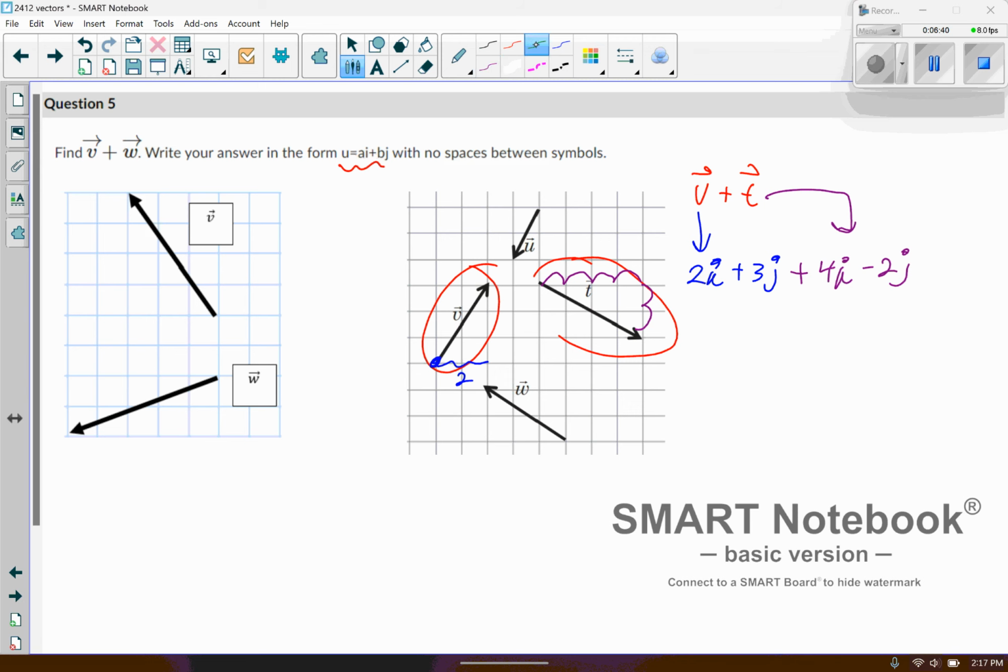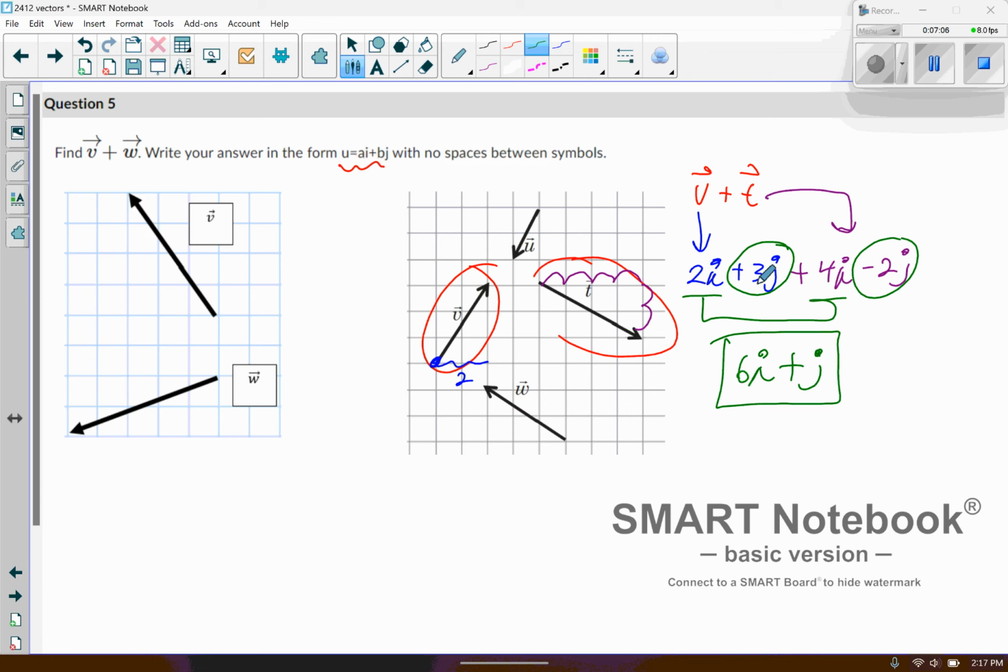Then once I have that, I'm ready to go ahead and combine my like terms. So my unit vector for i right here, I add that together, so that'd be a total of 6i. And then we have plus 3j and minus 2j, so that would simplify to a positive 1j. You can put a 1 in front, but it's not really necessary. Just put plus j, and there we go. So that was adding these two vectors together.